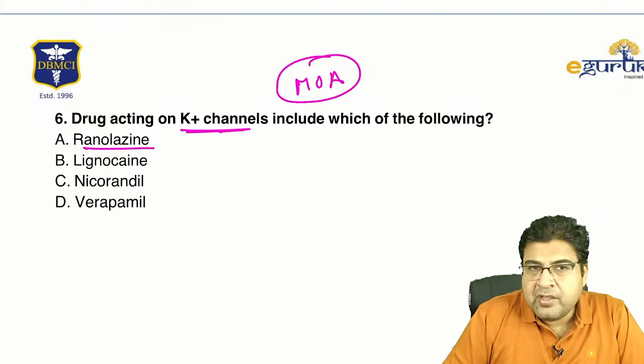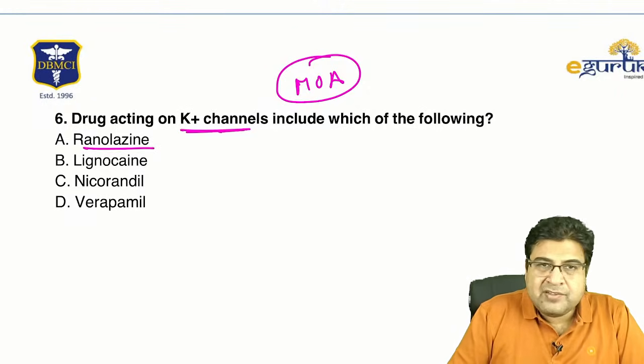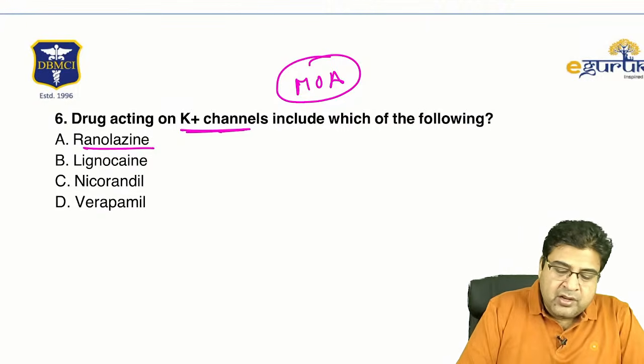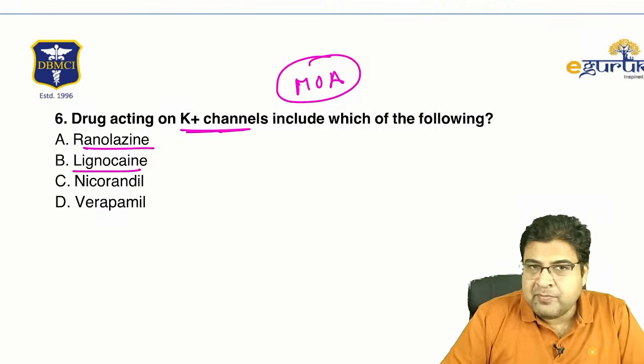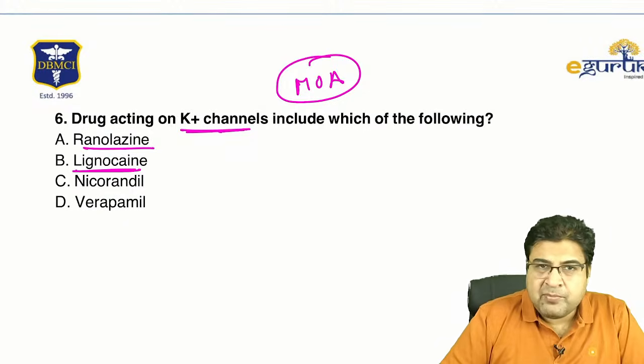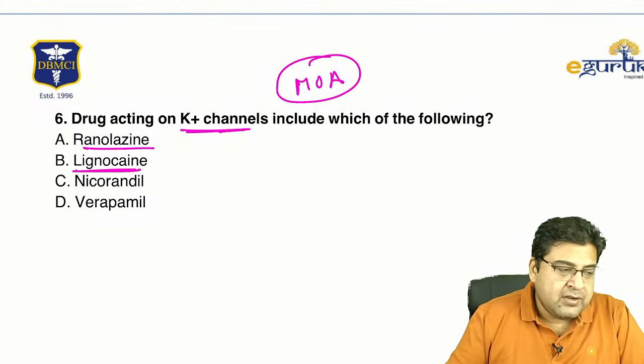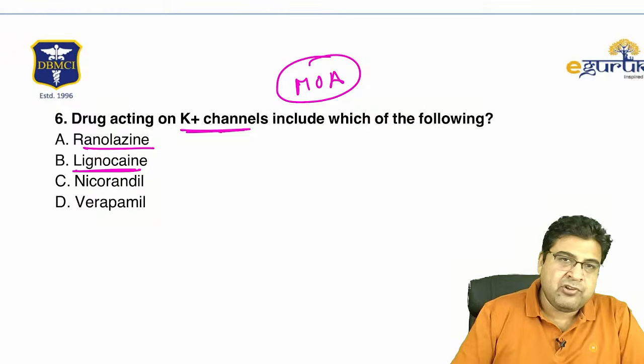Guys, do you remember? Lazy. So a lazy fox is always late. It's a late sodium current blocker. Lignocaine, I told you, is an anti-arrhythmic drug. Lignocaine is a sodium channel blocker. It's an anti-arrhythmic drug that can result in post-excitation depression of the CNS.